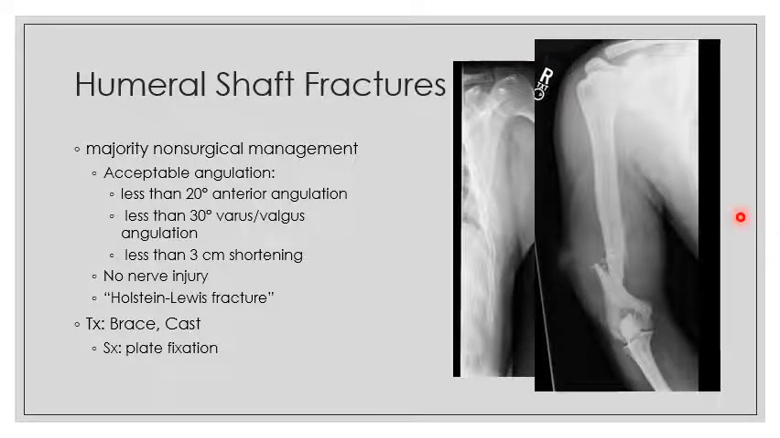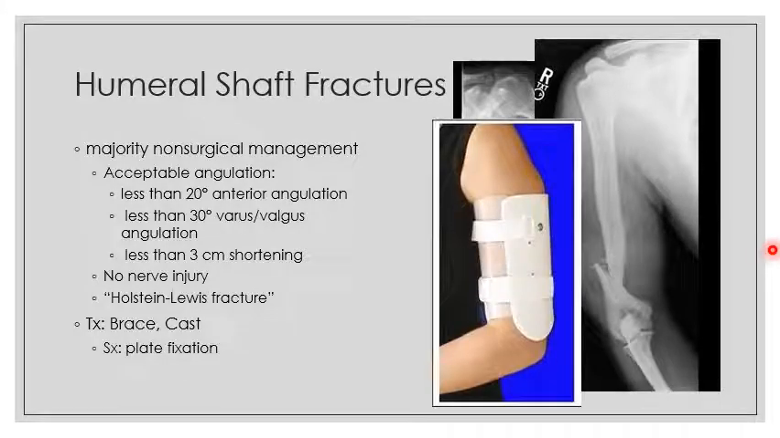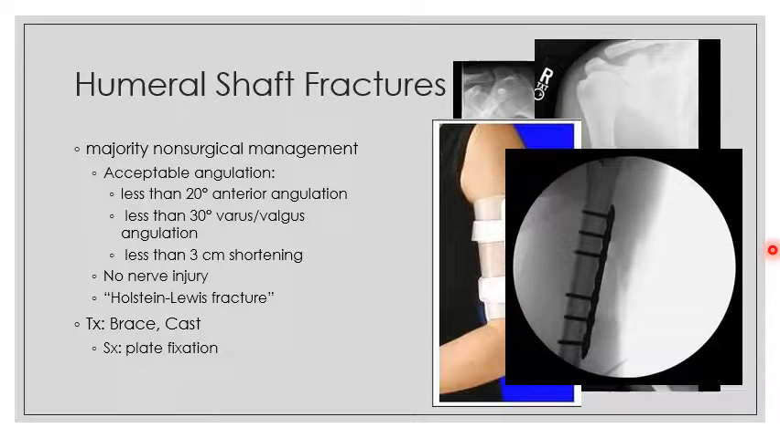So the usual treatment, if there's no nerve injury, we do a functional brace or a cast, or if we need to do some surgery, like in this case, which is comminuted, probably the angle was not good, so we did plate fixation.